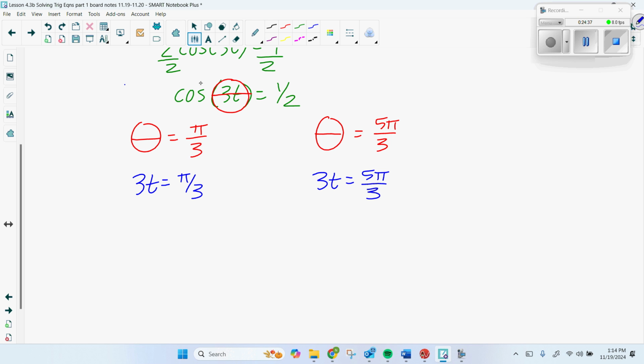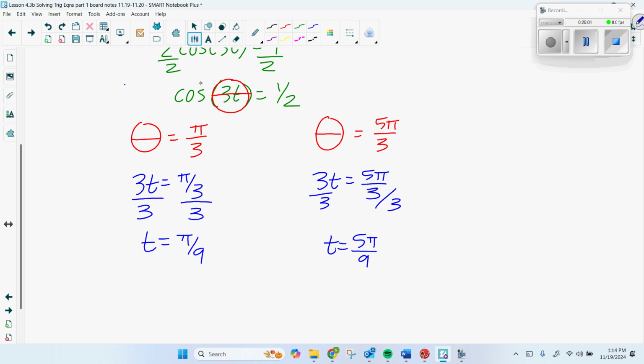And then if I'm solving it for t, what do I need to do? Yep. And dividing by 3 is the same thing as times a third, if that's helpful thinking about fractions. So this gives me t equals pi over 9. And then this one, when I divide by 3, I get t equals 5 pi over 9.